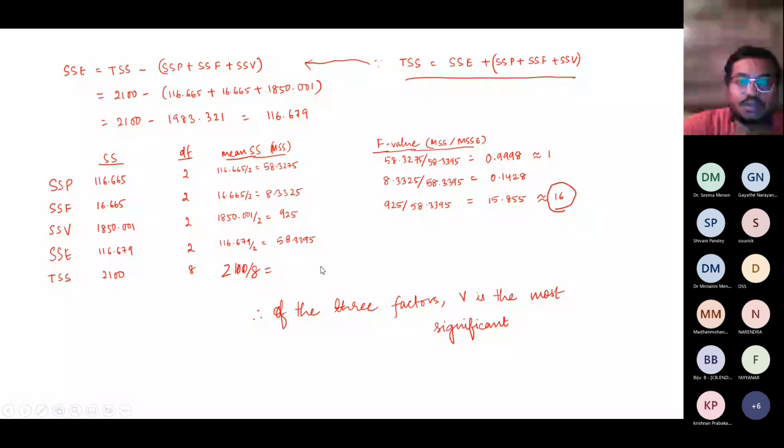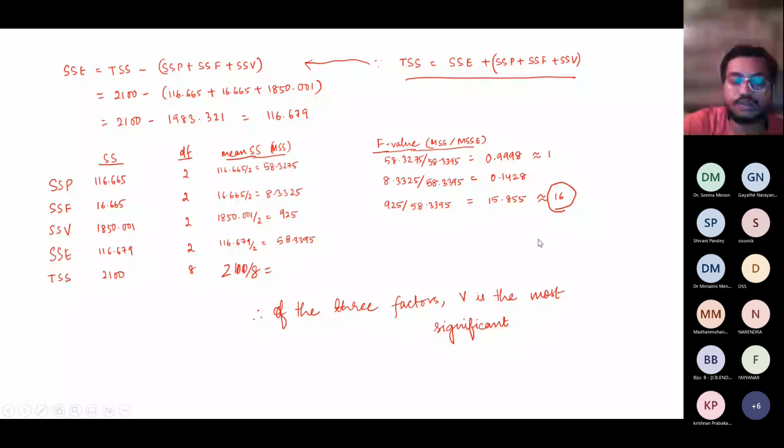Right. Then we need to calculate the F value, which is mean sum of squares by mean sum of square of error. So we divide each of these terms by the mean sum of square of the error. And then we get the F value. We see that the F value for variety is the highest. Therefore, of the three factors, we say that variety is the most significant factor.